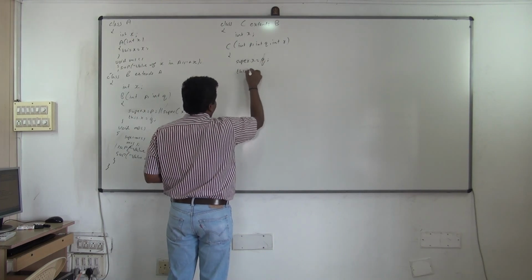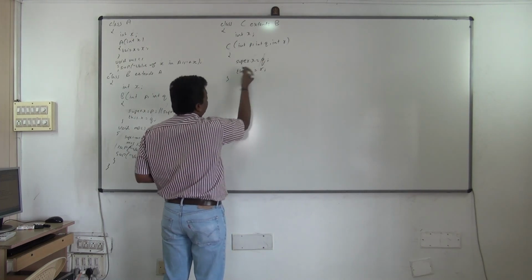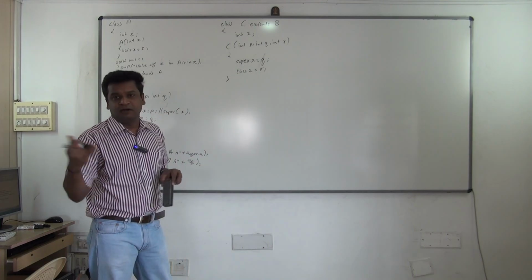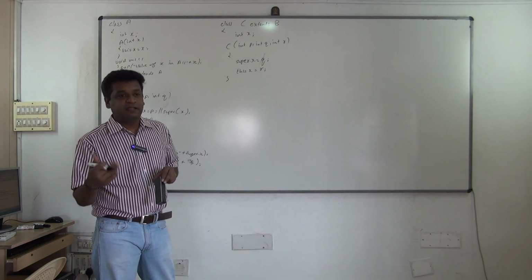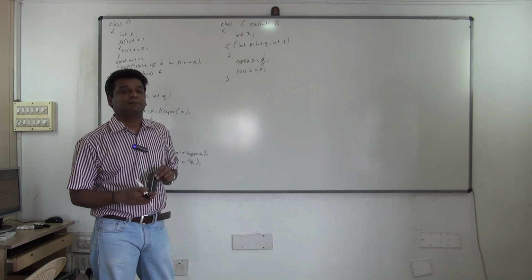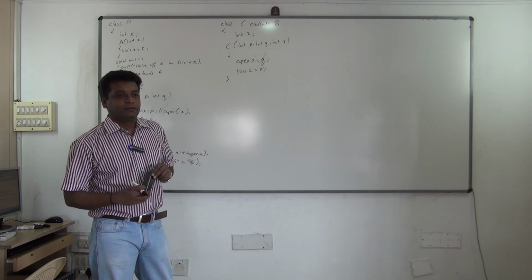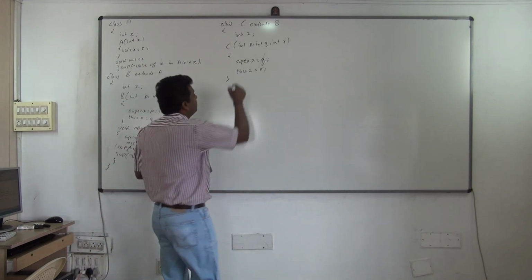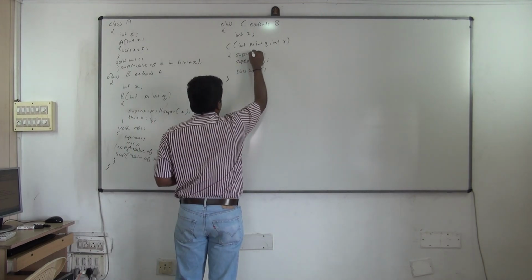This dot x is equal to R. But fine, I can initialize only two. I cannot initialize the third x, or the x in A, in C. This is the problem. You understanding now? If you say super dot x is equal to P also, what will happen?